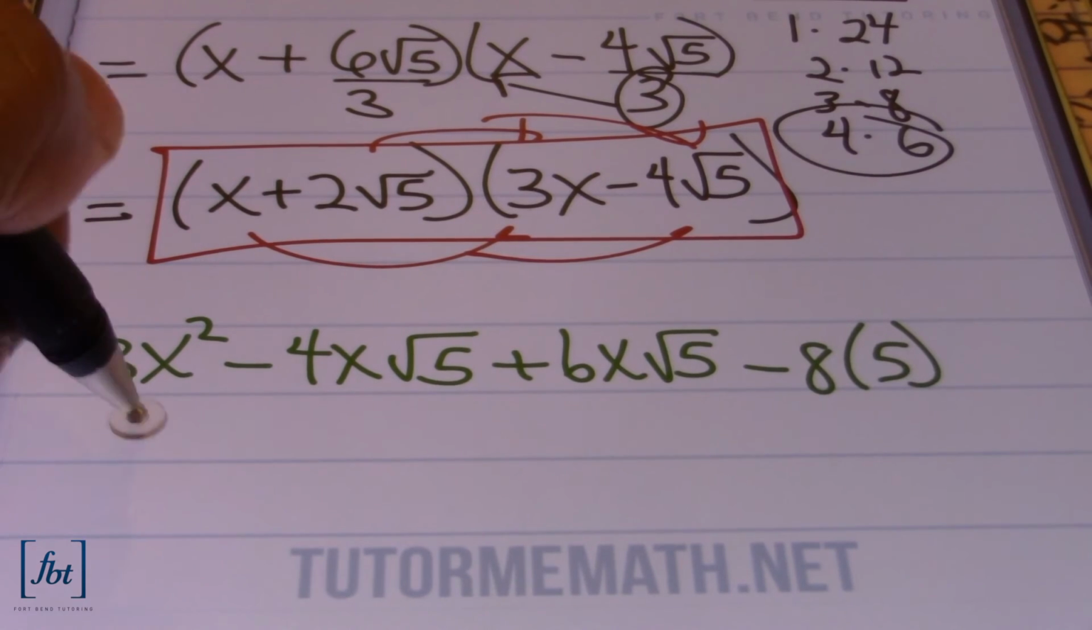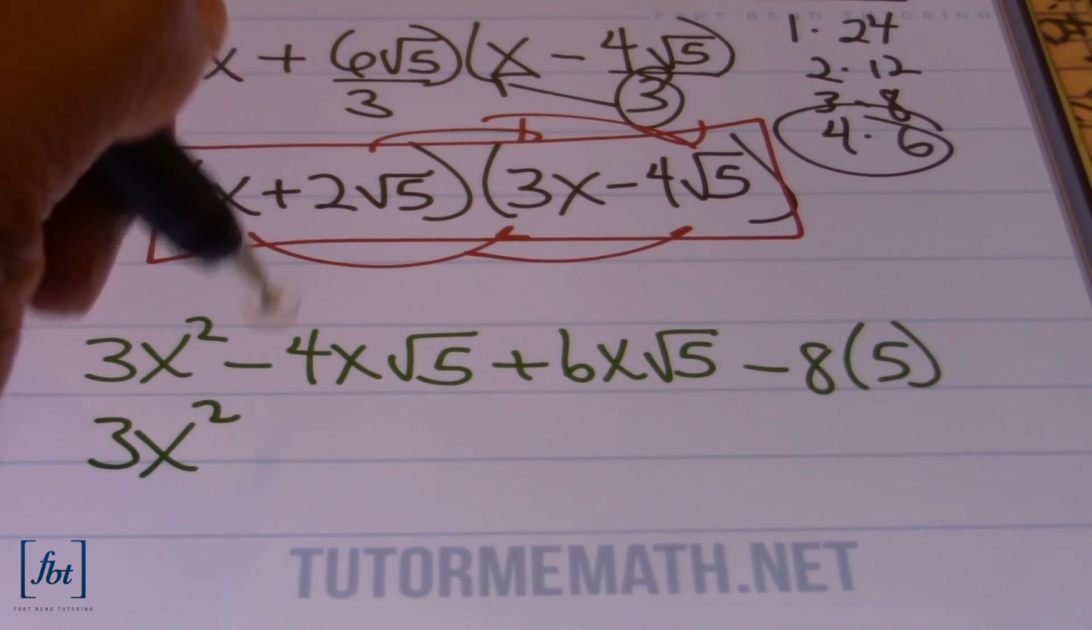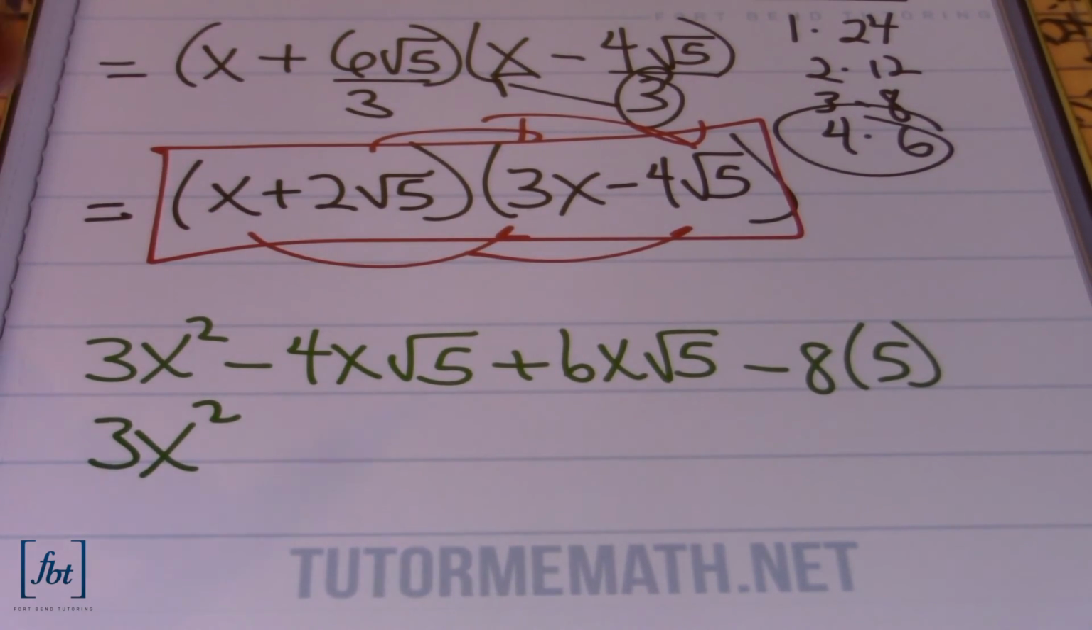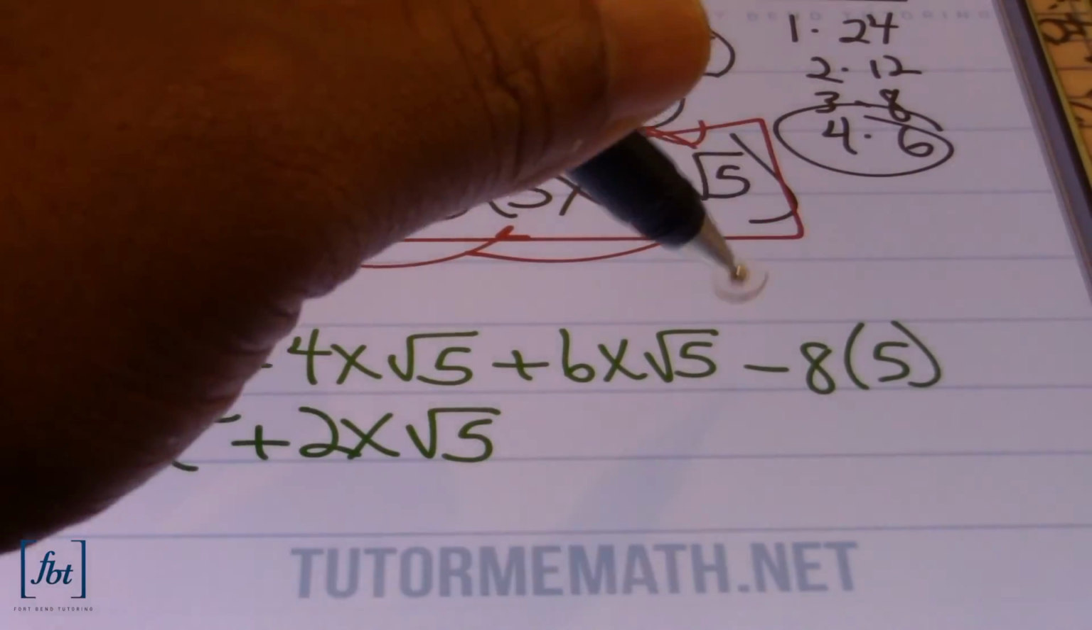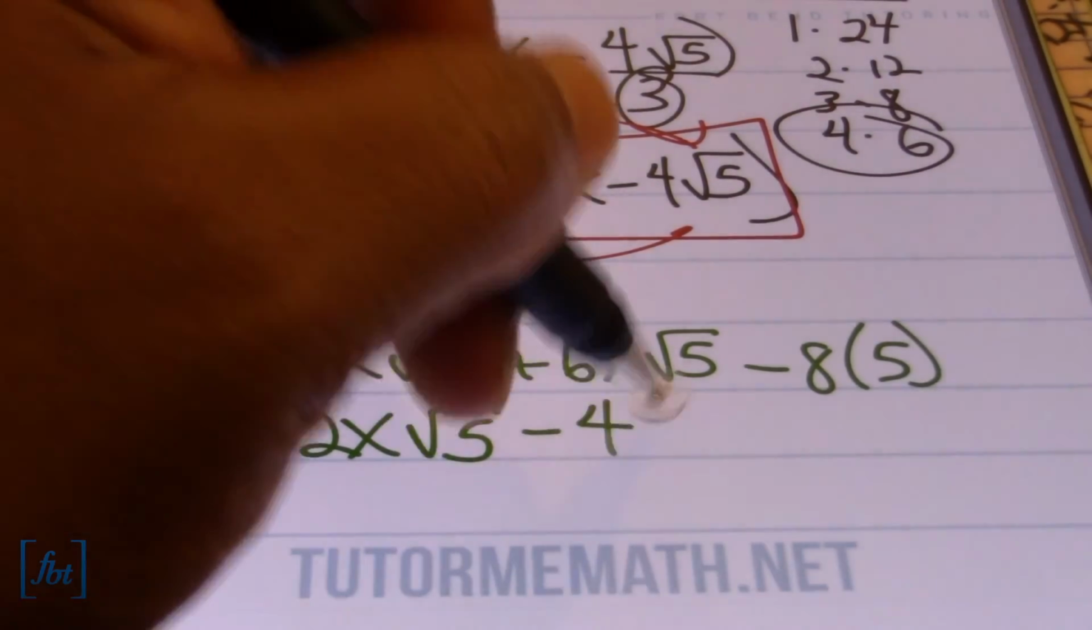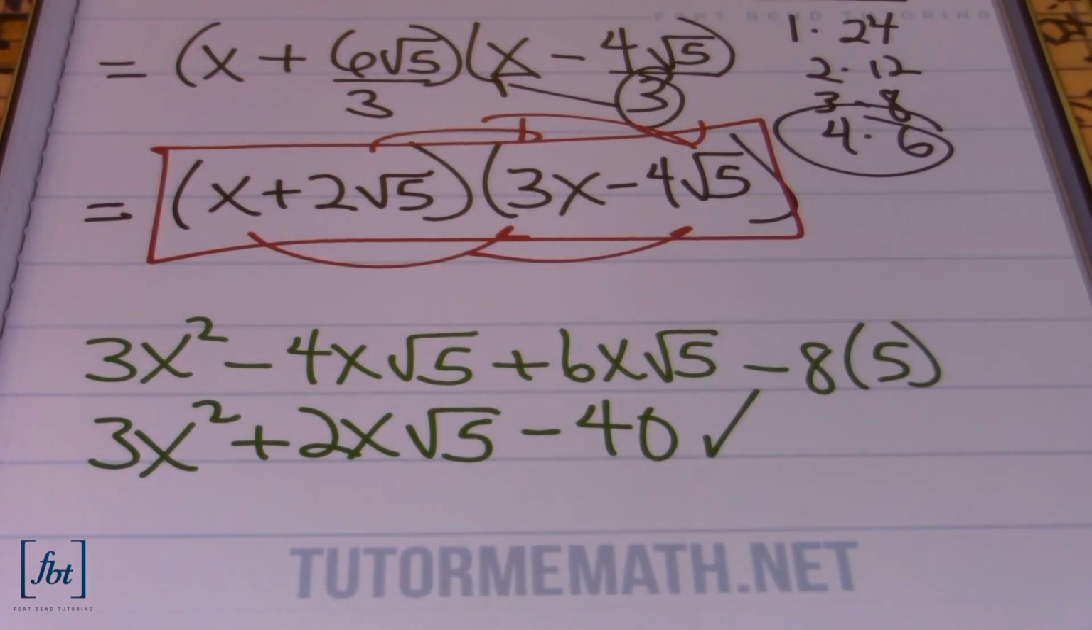So then we have 3x squared. Then combining negative 4x square root of 5 plus 6x square root of 5, you'll end up with a positive 2x square root of 5. And then the negative 8 times 5 is negative 40. This confirms, ladies and gentlemen, that the factorization is correct. You'll find the correct answer in the red box because we red box it around here. Red boxing it. Thanks. Next problem.